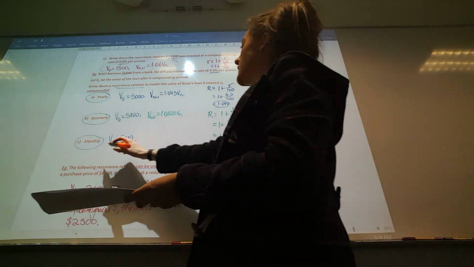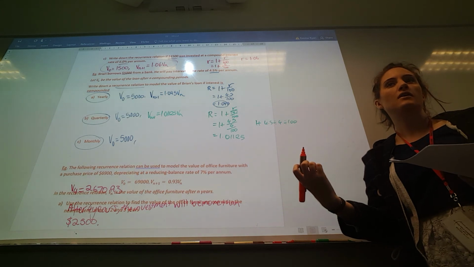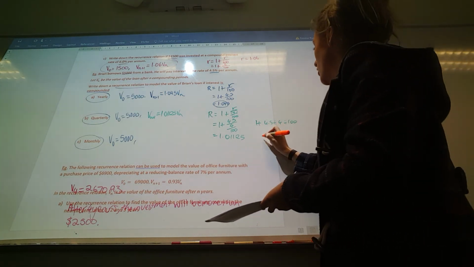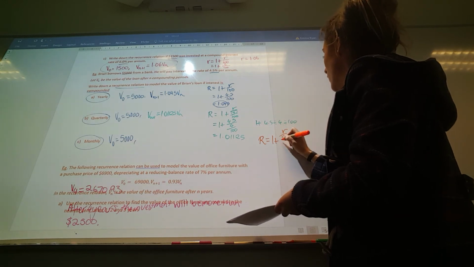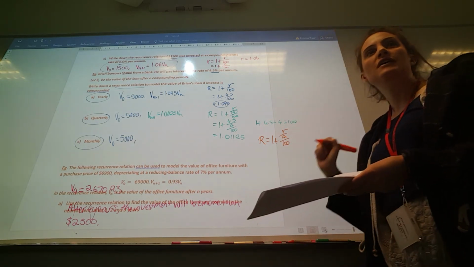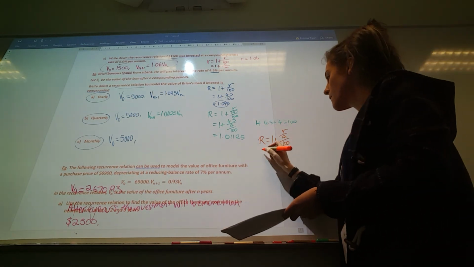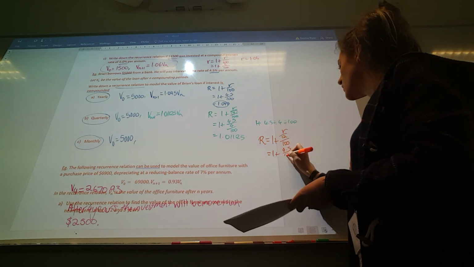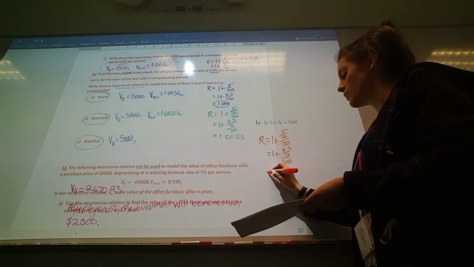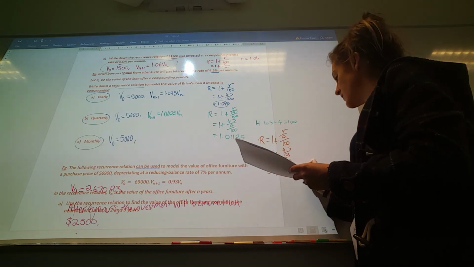All right, then our last one is monthly. So how many times are we going to pay it a year if it's monthly? 12. Cool. So our rate will equal 1 plus R over 12 over 100. And that 12 is because we're paying it monthly, 12 times per year. So that will equal 1 plus 4.5 over 12 over 100, which will equal 1.00375.